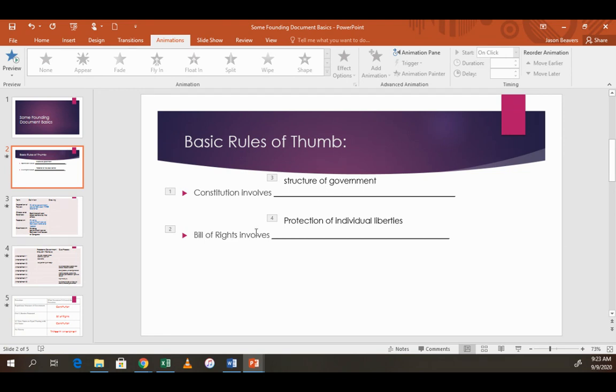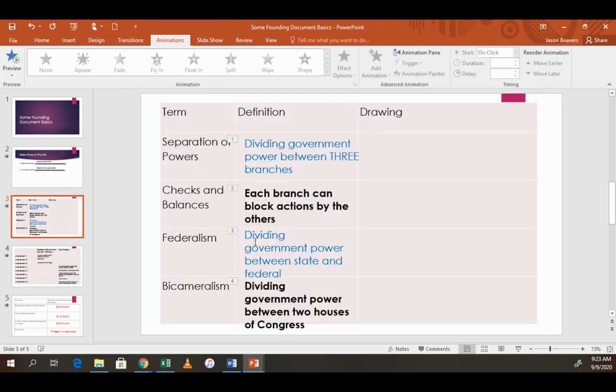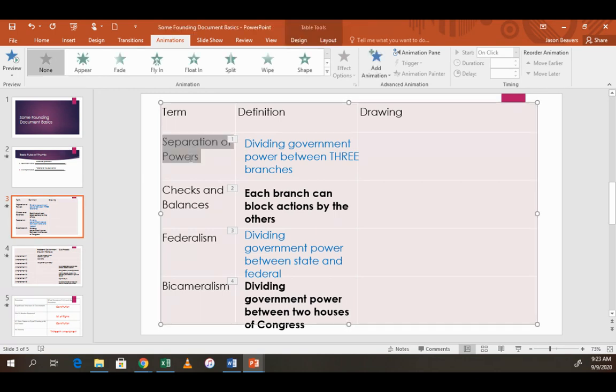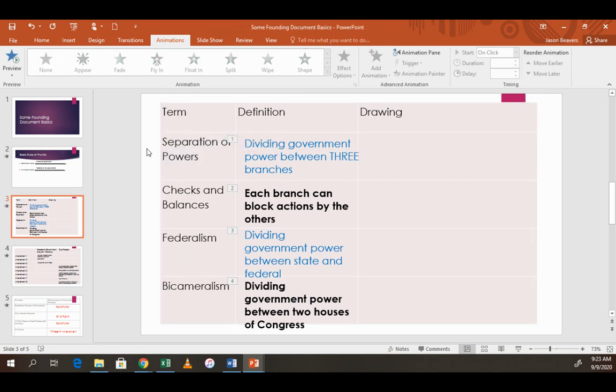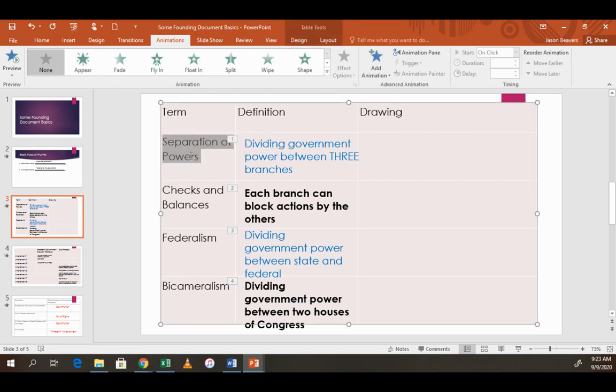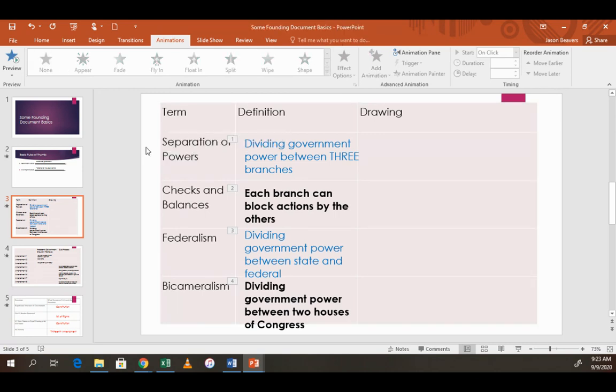So again, basic ideas. Constitution involves structure of government. Bill of Rights involves individual liberties. Here are the main definitions of the different types of structures of government that I think are important for you to know for the end of course exam. One structure type is separation of powers. You've heard of separation of powers, you know what it means, but if you don't have a good dictionary definition, here it is: dividing government power between the three branches.